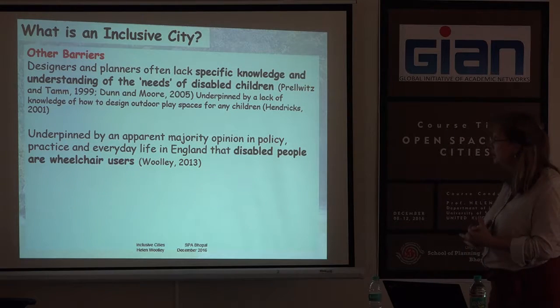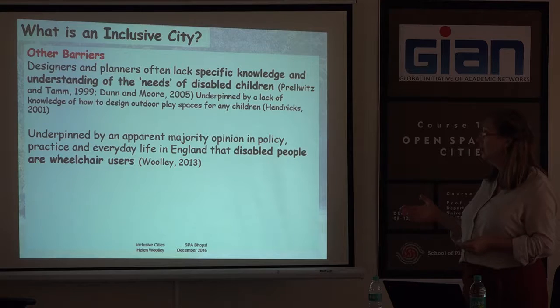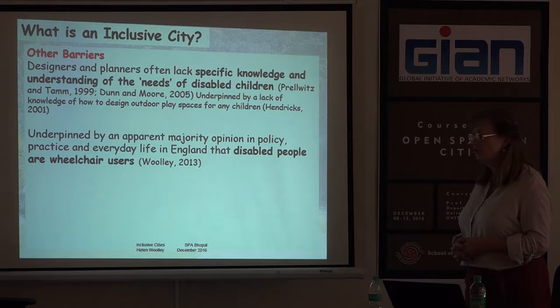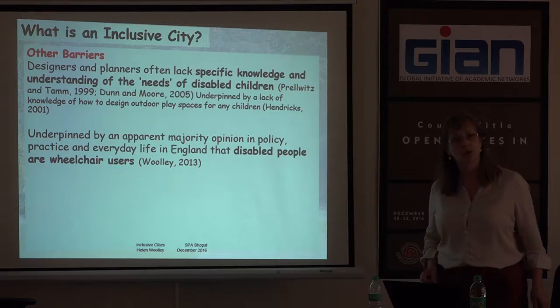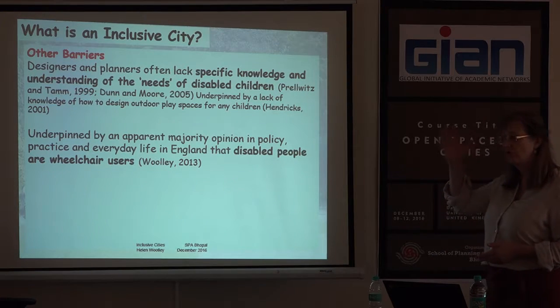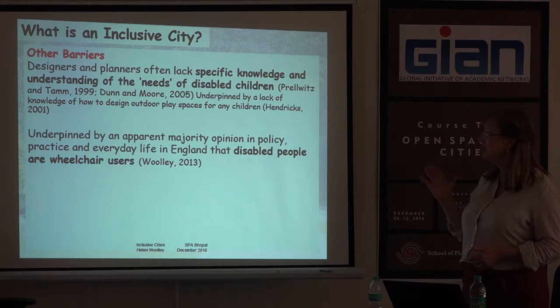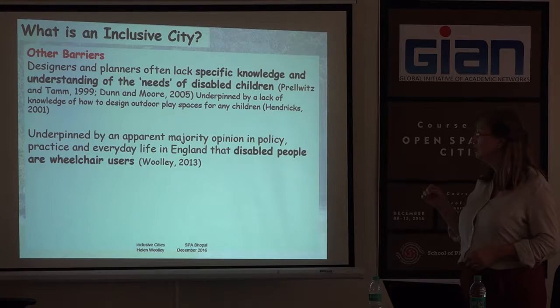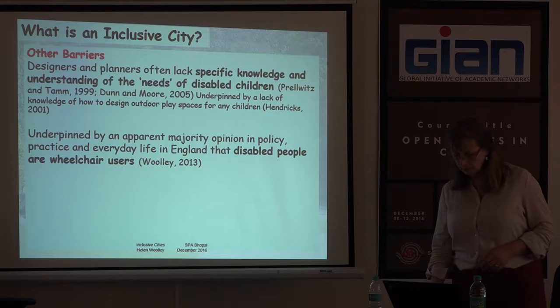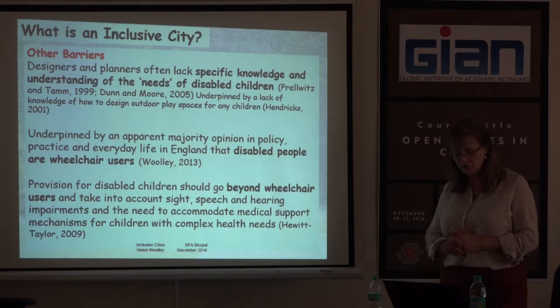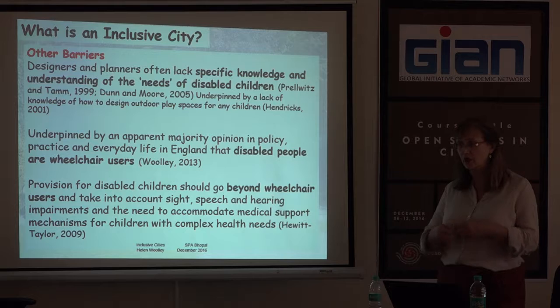In our country, and I don't know if it's the same here, there's an apparent majority opinion that if you're disabled, it means you're a wheelchair user. Whereas, as you can see from the national information and from various other pieces of research, actually there are many more impairments that people might experience and be living with. So it's clear that provision, for disabled children in particular, should go beyond wheelchair users.